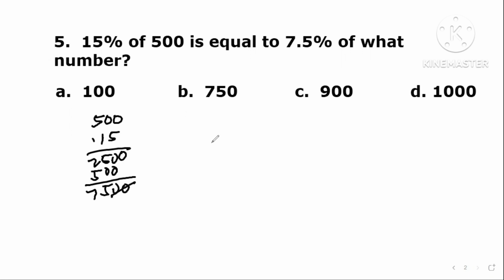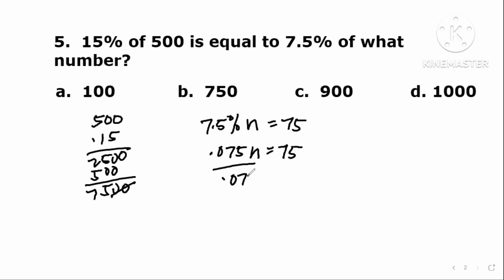Now, that is equal to 7.5% of what number daw? So, 7.5% of n is equal to 75. Now, change this to decimal. That is equal to 0.075. N equals 75. So, divide both sides by 0.075.